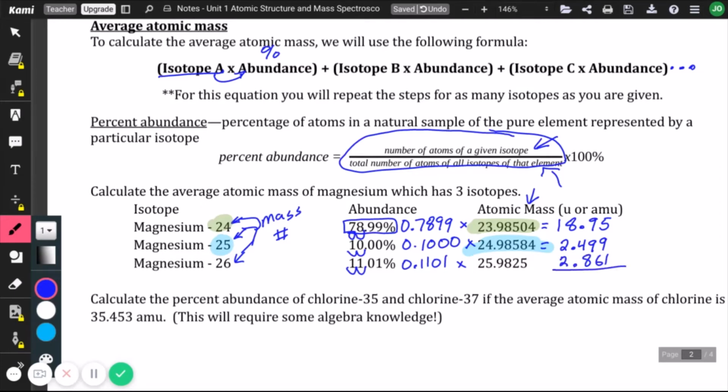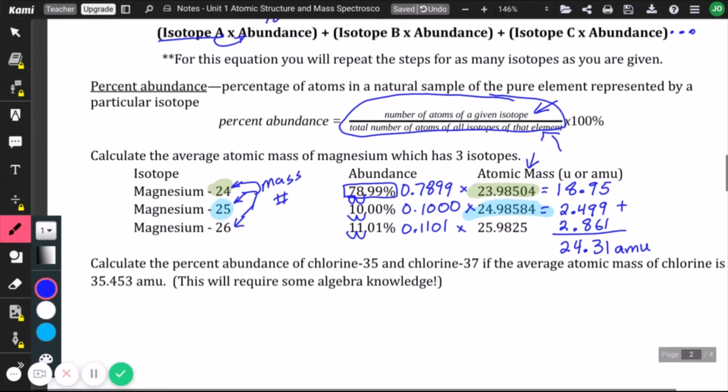Okay, so that's multiplying, but now we need to go back and add all of those together. Okay, and that's going to give me 24.31. So my average atomic mass is 24.31 AMU, atomic mass units.